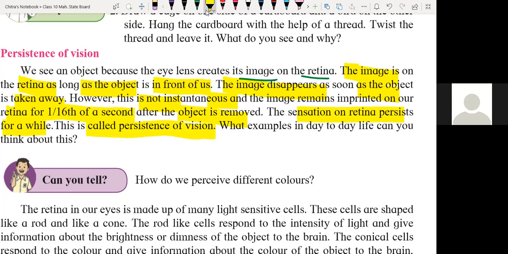Okay, everyone understood? Yes, sir. Yes. Any doubt? Sir, does persistence of vision depend on brightness?